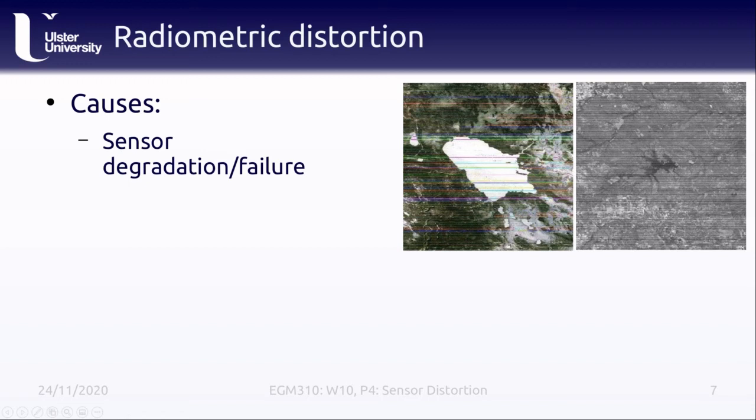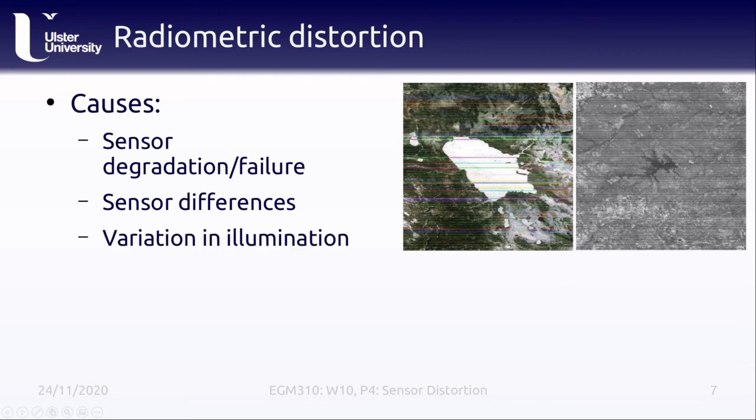As sensors age, the detectors they use also age, which can cause differences that need to be corrected. Different sensors may also have different characteristics. If we want to compare them, we need to somehow correct for these differences. Differences in scene illumination can also cause radiometric differences that need to be corrected or accounted for.